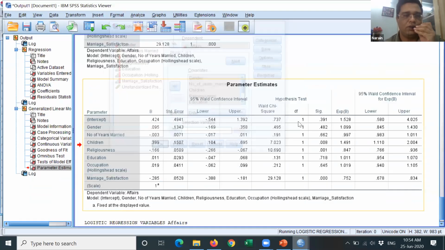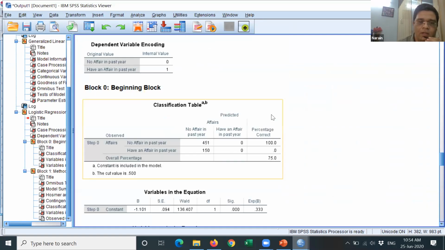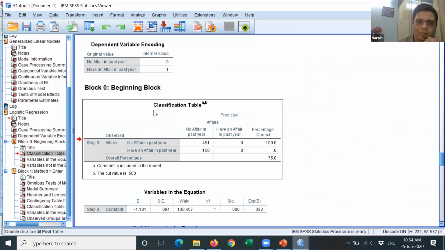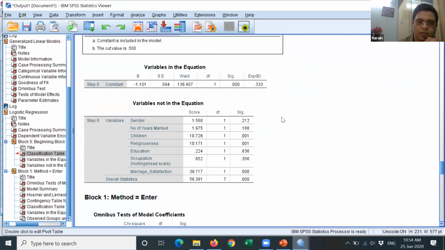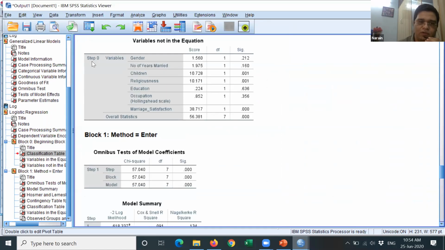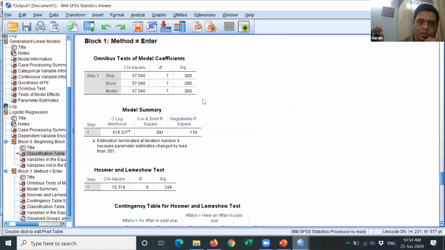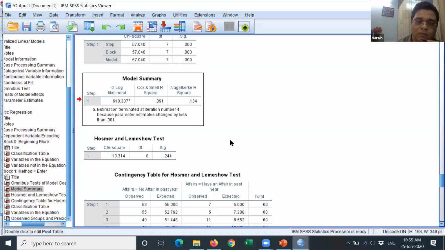So we are again able to successfully generate the result for the logistic model. There are no missing values, 601 observations, all have been included. My classification table, I'll come back to it slightly later. And the variables in the equation, which I have considered. Then the goodness of fit measures, the omnibus test. They are all telling me that the model is a significant one. The log likelihood was also coming up as one of the measures for model selection.